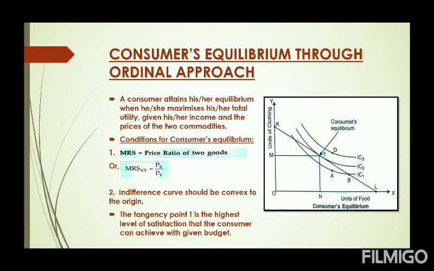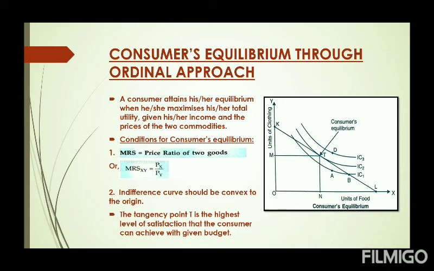The very first is that marginal rate of substitution must be equal to the price ratio of two goods. That means MRS between X and Y, the two goods, is equal to PX by PY, where X and Y are two commodities. This condition is called a necessary condition, not a sufficient condition, which simply says that the slope of the indifference curve is equal to the slope of the budget line. We have already discussed the slope of the indifference curve as MRS, and the slope of the budget line as the price ratios of the two goods.